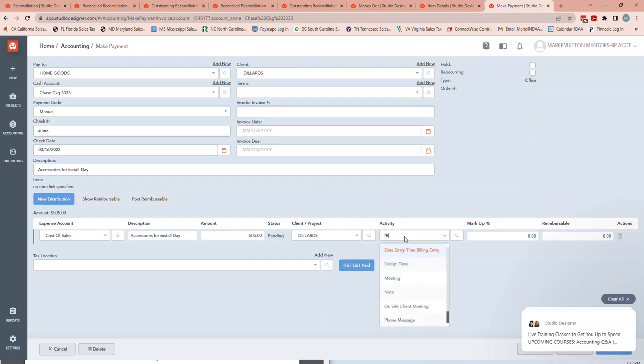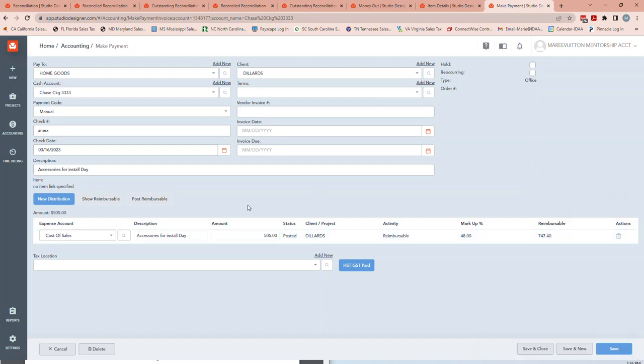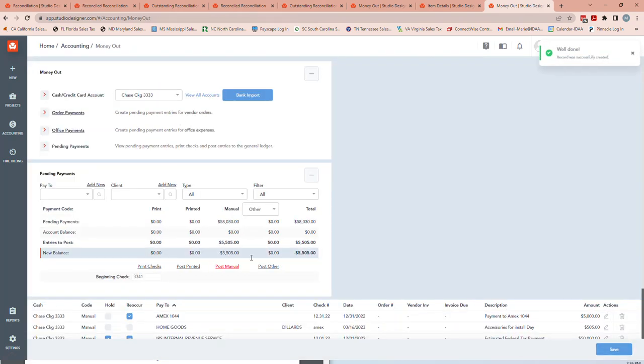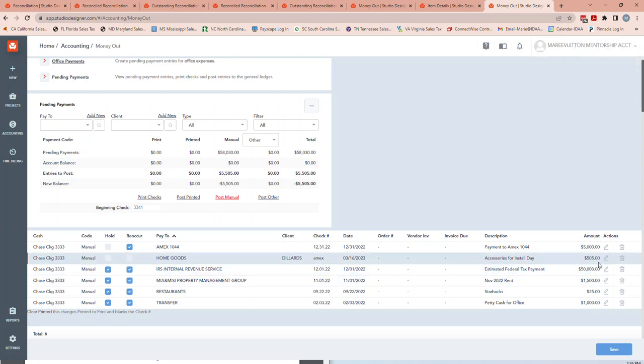And I don't know if I set this up. I did. So here I can say I want to mark this up 48%. So this right here is a markup of 48% of this. Okay, so I might post that. I don't know if that's a go. And then that posts that reimbursable portion. And now this is going to post the transaction that I need to reconcile my credit card, right? Because we went to Home Goods and spent that money.